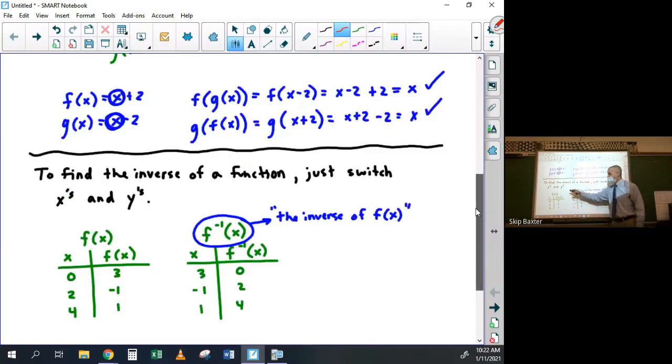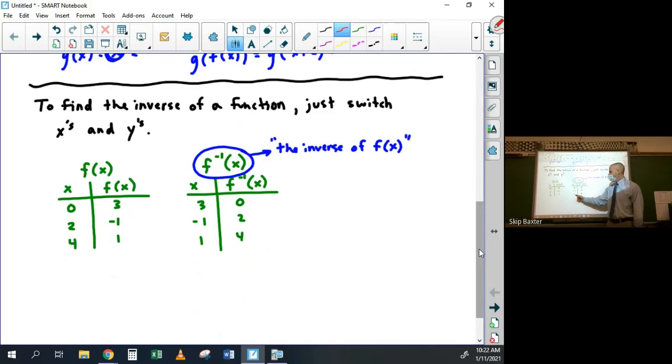Like if I did f composed with f inverse of x, I always get x, whatever I started with, okay? And vice versa. If I started with the number here, like say I started with 1, if I do this function to it, I get 4, and then I take that result and I do this function to it, I get 1, the same thing I started with. Okay, so that test definitely works.